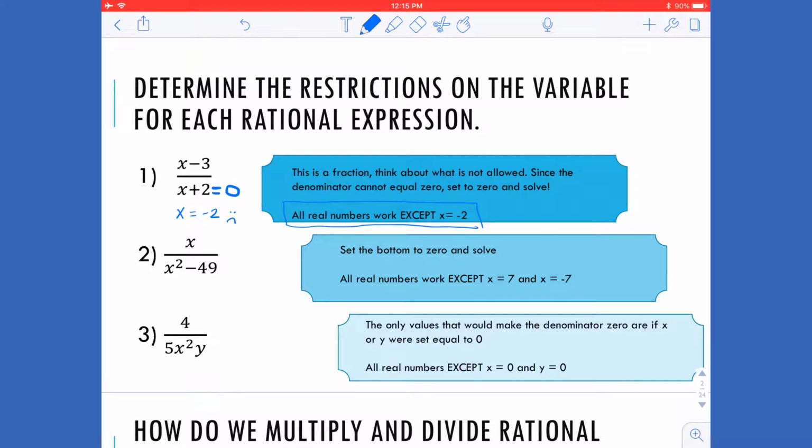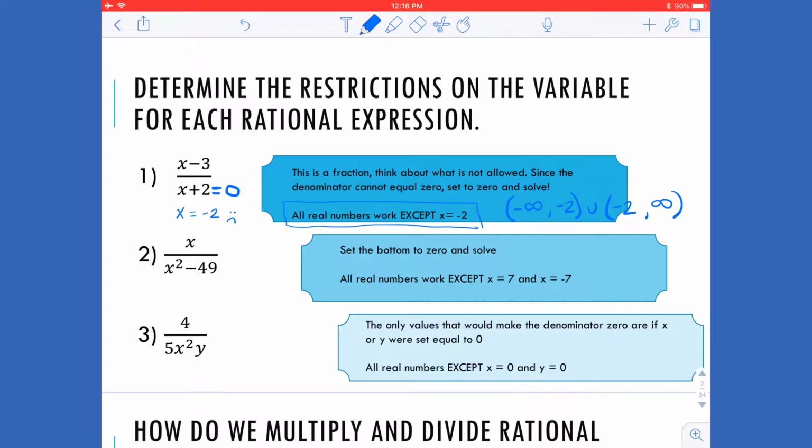If I wanted to write that in interval notation, I could say all numbers up until negative 2, but not including negative 2, or negative 2, and then all the positive values are allowed. Again, I'm using parentheses because the value negative 2 is not allowed. So I'm going to continue with that same idea.